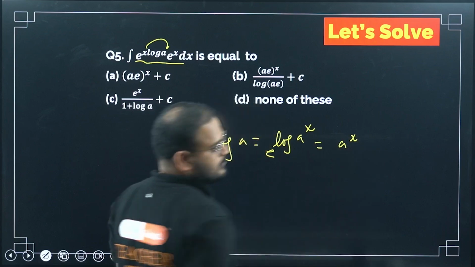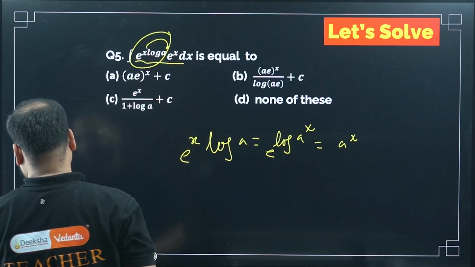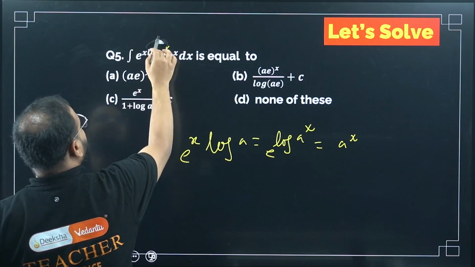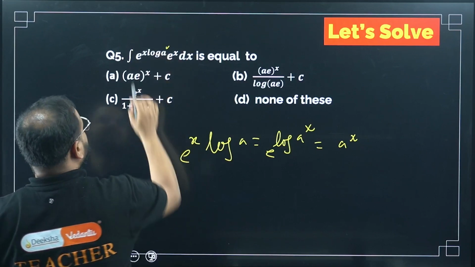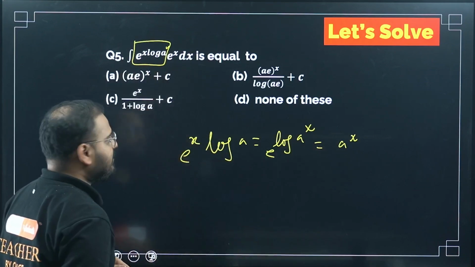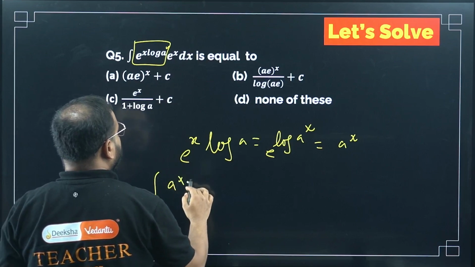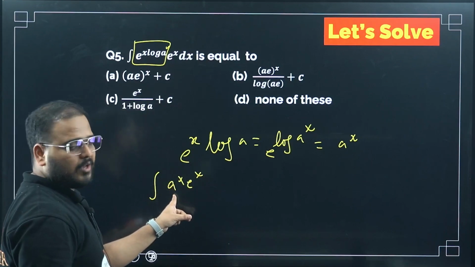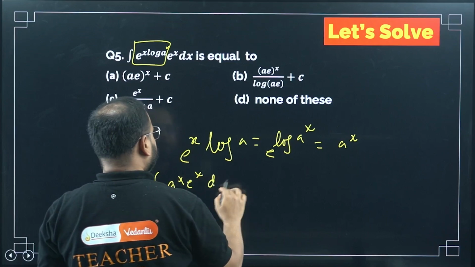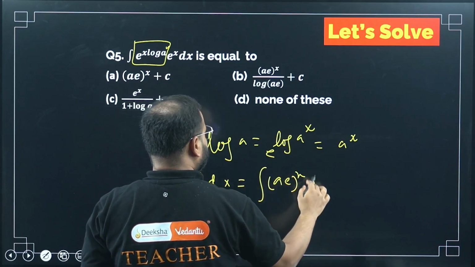The answer is simply a power x. It means that this part over here will make a power x. So I can write this again as integration of a power x, e power x. a is a constant, with the same power, I can rewrite this as integration of a power x e power x dx.